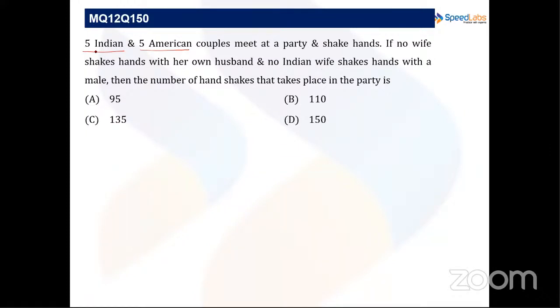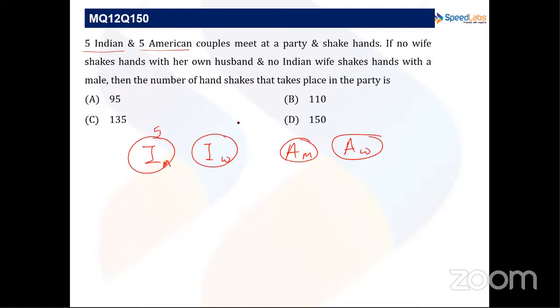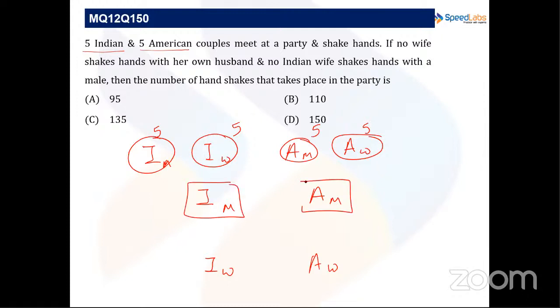Okay. So what we are having here is five Indian, five American couples. So we are having Indian males, Indian women, American men, American women. So five, five, five, and five. Now, if no wife shakes hands with her own husband, we are having Indian male, American man, and Indian wife and American wife. No wife shakes hands with her own husband. It is given. So, how many handshakes are possible?